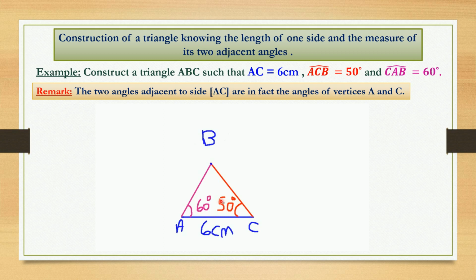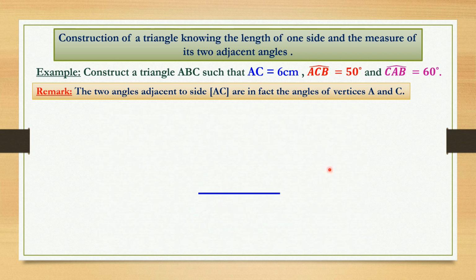And this is a triangle ABC such that AC equals 6 centimeters, ACB equals 50 degrees, and CAB equals 60 degrees. So we need a ruler and protractor to construct such a triangle. And here these two angles are adjacent to side AC.